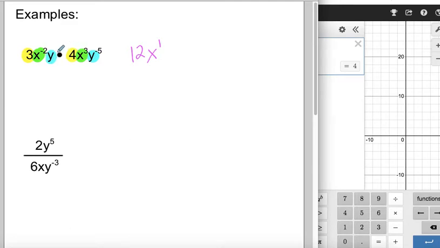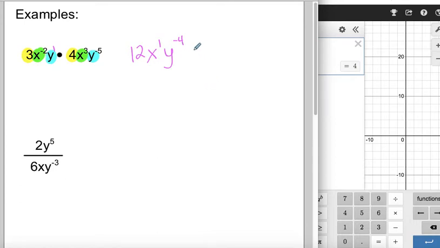For the y's, this one currently has a power of 1. When they don't write it, it's a power of 1. And a negative 5. So for the common base of y, I'm adding together 1 and negative 5. 1 plus negative 5 equals negative 4. So the power on the y is a negative 4.